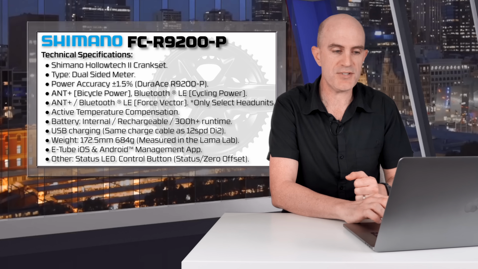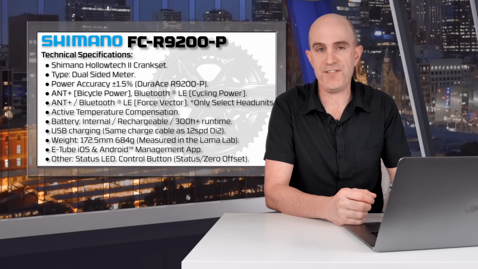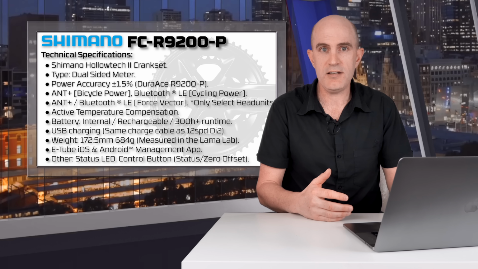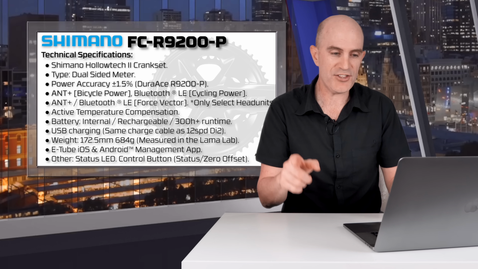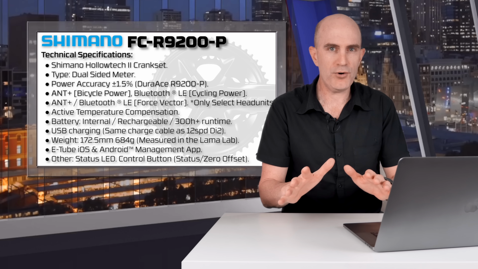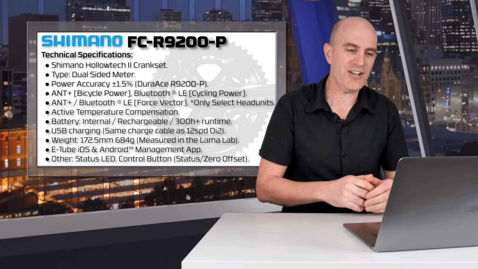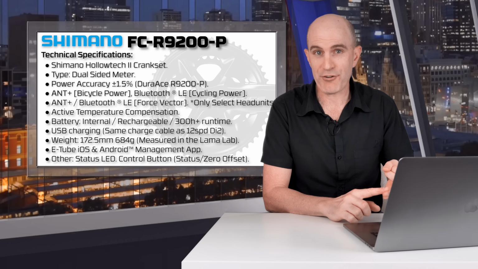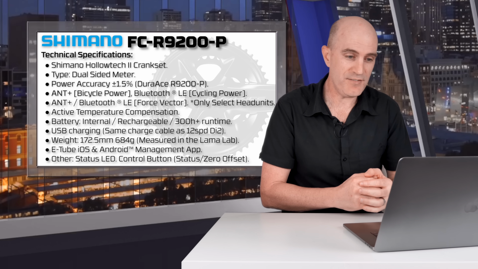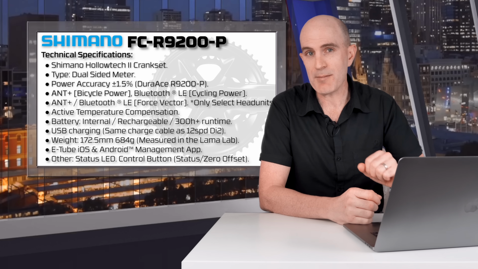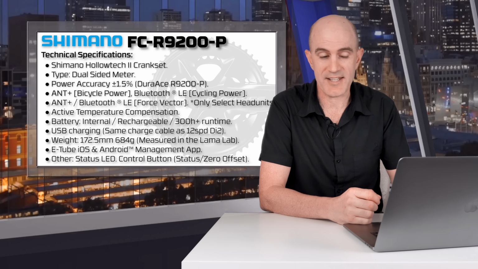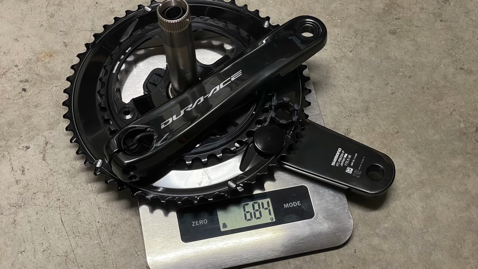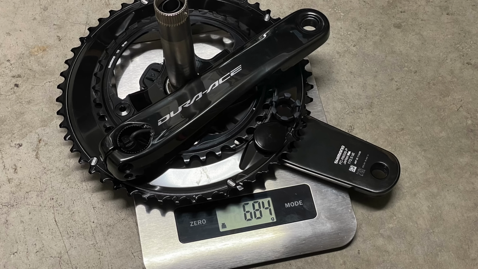Over Bluetooth, you'll get a subset of that. And there's also a force vector mode, which I believe has been adopted from the Pioneer technology they've acquired, and will give you some metrics on the 360 of your pedal stroke. More on that maybe a little later in the video. Active temperature compensation on the unit. It has an internal rechargeable battery with 300 hours of runtime. That's quite impressive. USB charging using the same cable as the 12-speed Di2 system. Again, that's very useful. The 172.5mm version of this crankset comes in at 684 grams as measured in the Lama Lab.